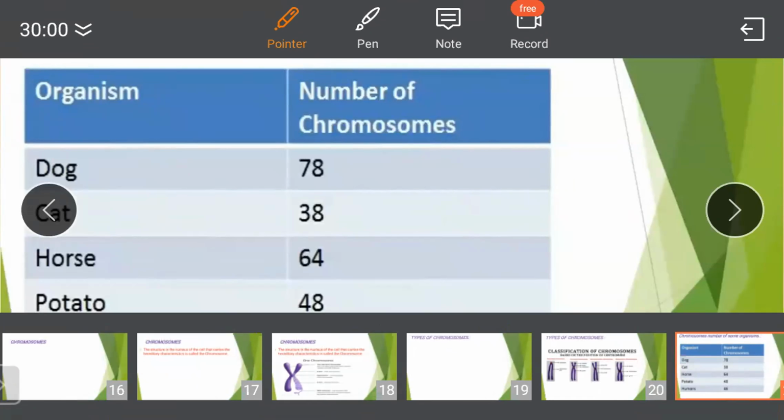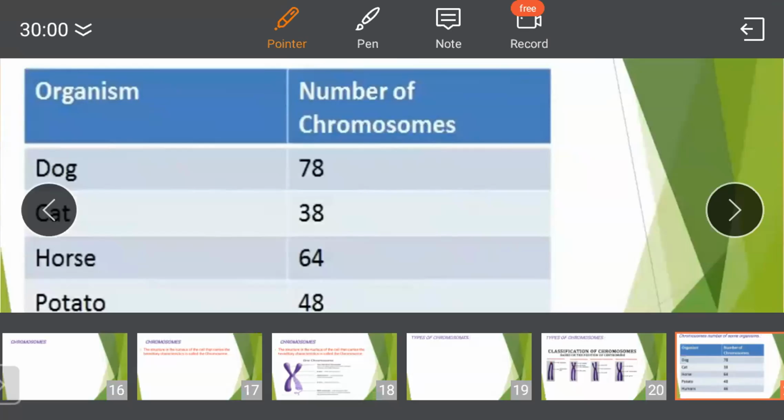Now, one more thing I want to highlight: based on their functions, chromosomes can be somatic. What do you mean by somatic here? Somatic means body chromosomes. In the textbook, it is given. Generally in somatic cells, body chromosomes are in pairs. If the pair consists of similar chromosomes by shape and organization, then they are called homologous chromosomes.